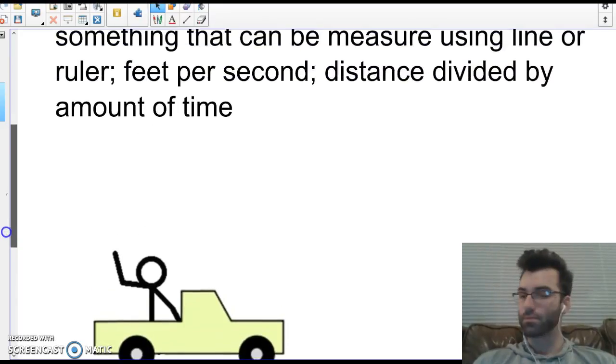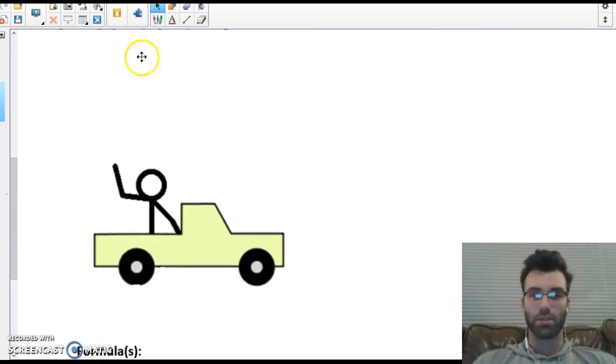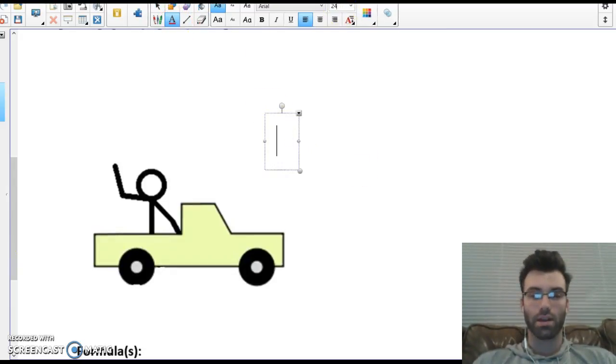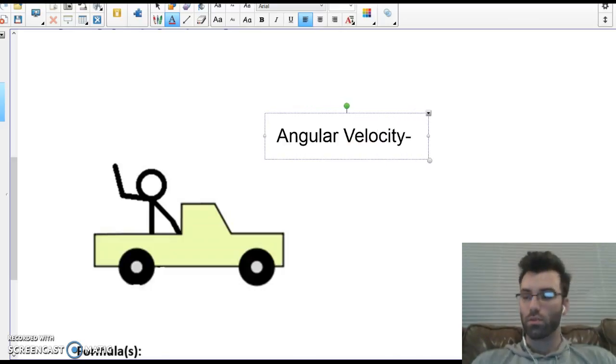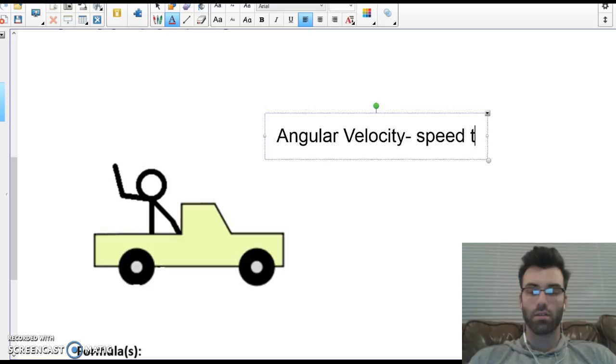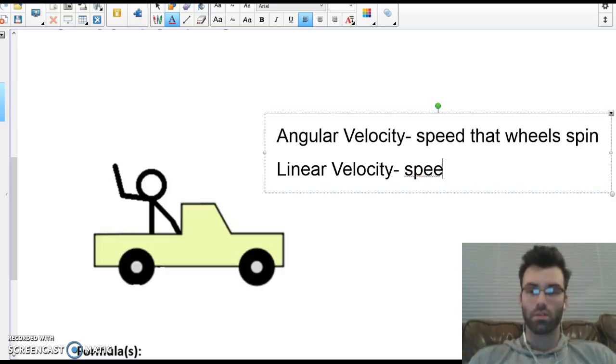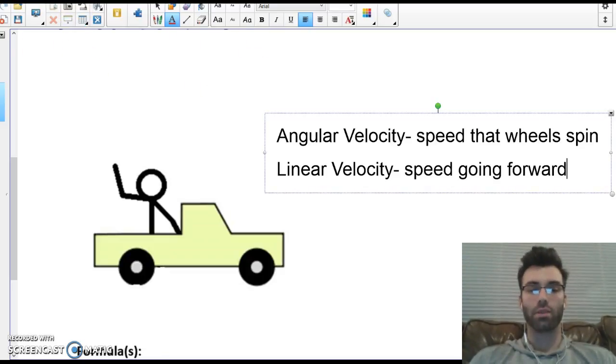Let's look back at our car guy from yesterday, our guy driving the car. If you remember yesterday, we talked about the angular velocity in regard to a car. That angular velocity was represented by the speed that the wheels spin. The difference, linear velocity, is the speed going forward. How fast you are traveling moving forward. How fast you are traveling moving backwards as well.